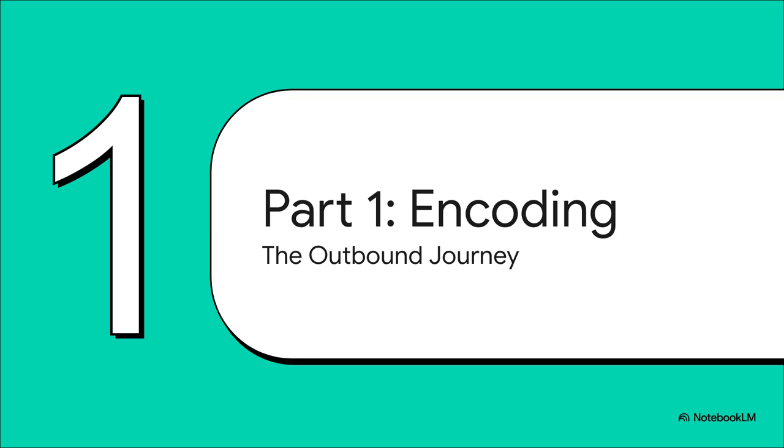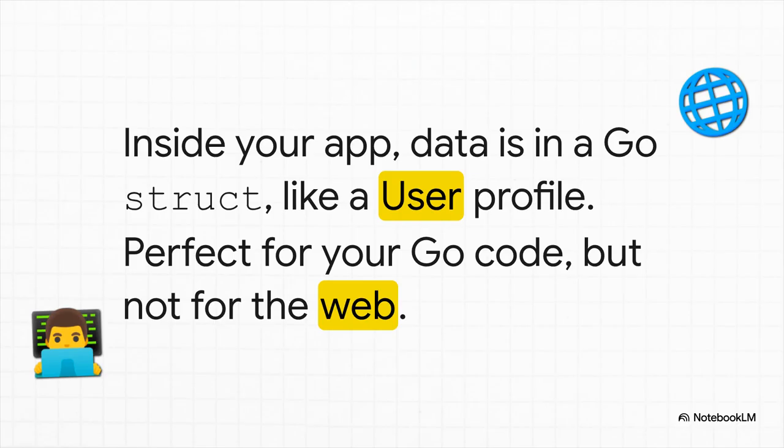First up is encoding. This is the outbound trip, where we package up our data from inside our Go program and send it out into the world. You see, inside our Go program, data isn't just floating around in chaos. It's organized really nicely, usually in something called a struct. So picture a user struct that has fields for a name, an age, and an email. Now, this is perfect for our Go code, but an external API or some web browser has no idea what a Go struct even is. We have to translate it first.